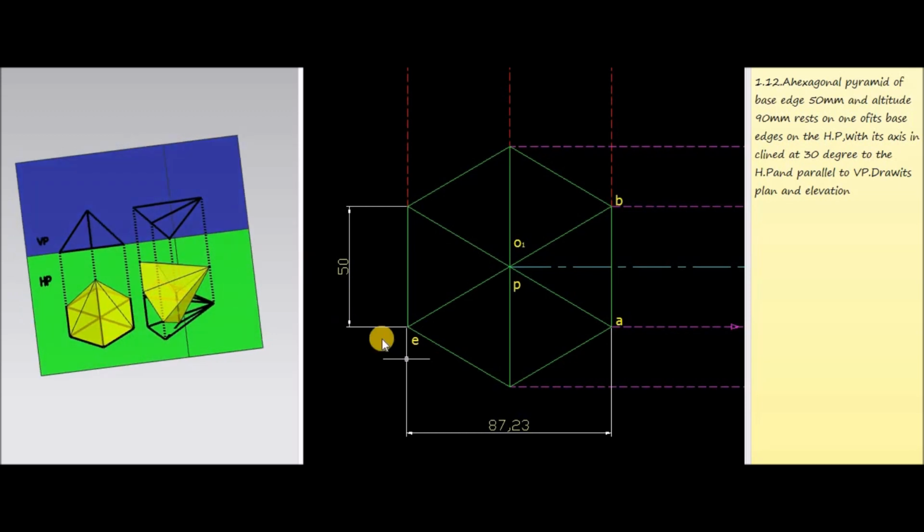For that, it is given that the length of the edge is 50. Now taking the dimension, complete this hexagon, and mark these points A, B. This is the edge along which we are going to rotate the hexagonal pyramid. Similarly this one will be point E, and this center point will be the vertex, the representation of the vertex and the center point of the base.